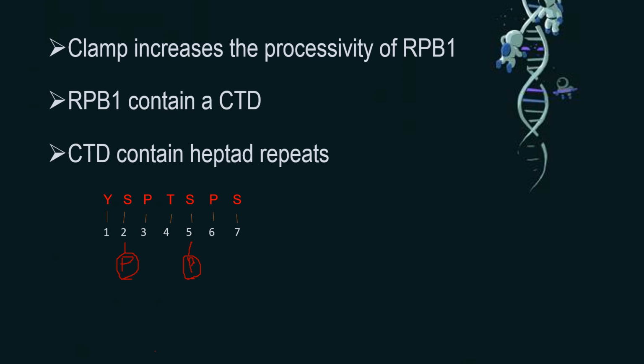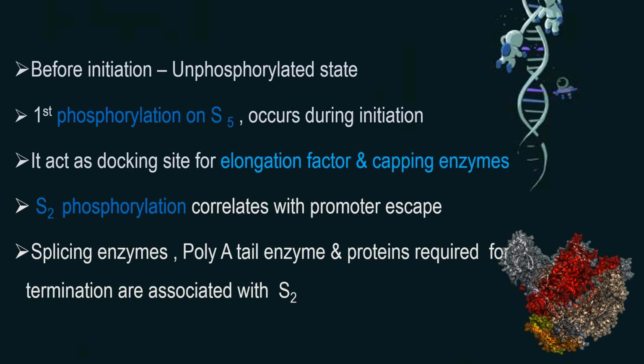We know that RNA polymerase 1 and RNA polymerase 3 don't have this carboxyl terminal domain. In RNA polymerase 2, the serine and tyrosine in the heptad repeat of the carboxyl terminal domain are phosphorylated. Before initiation, these are in an unphosphorylated state.